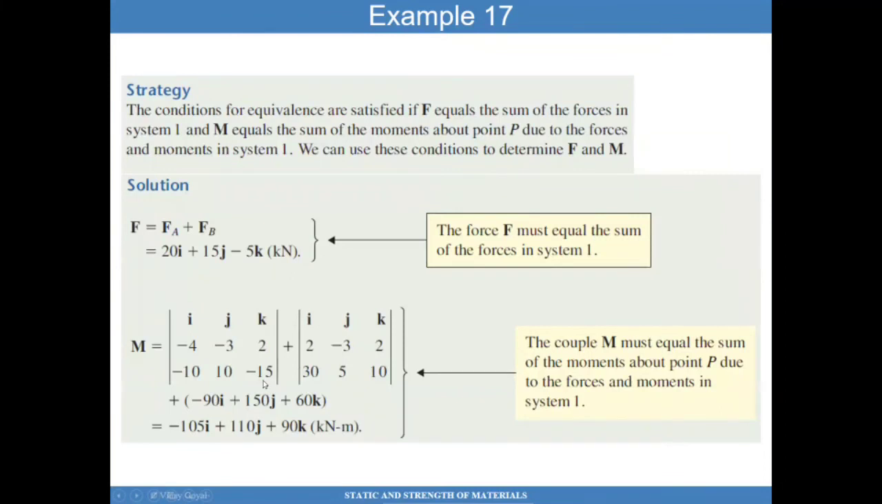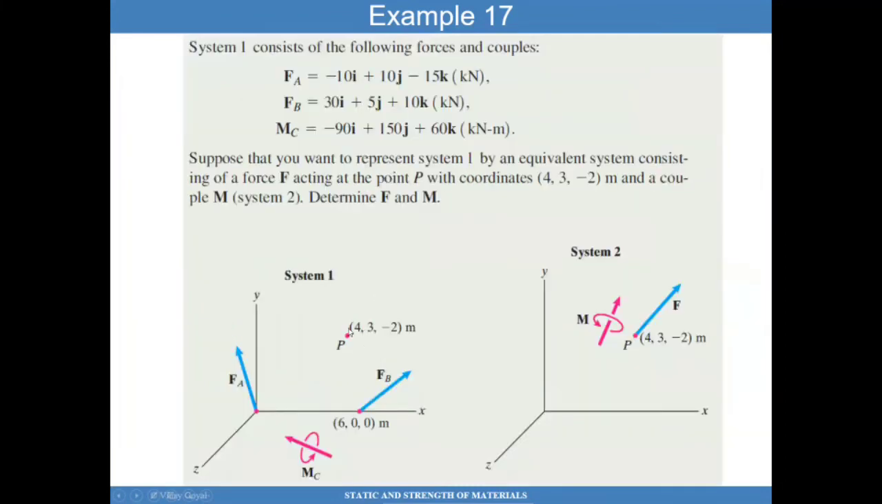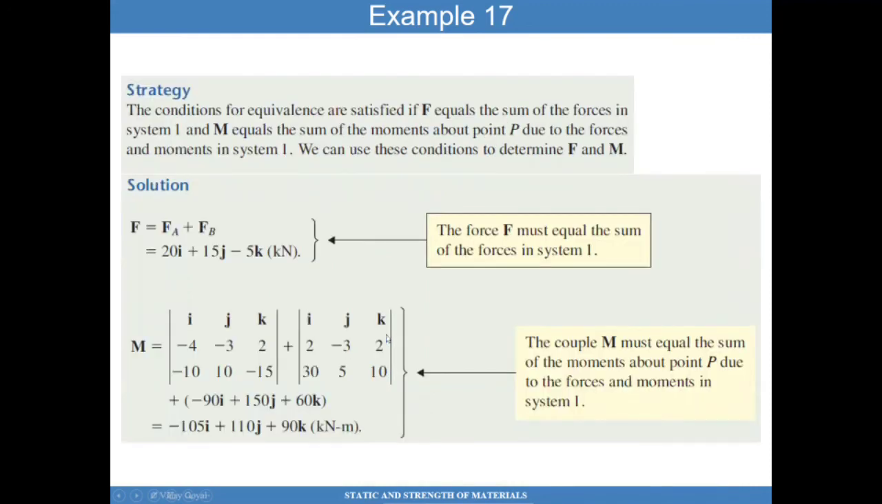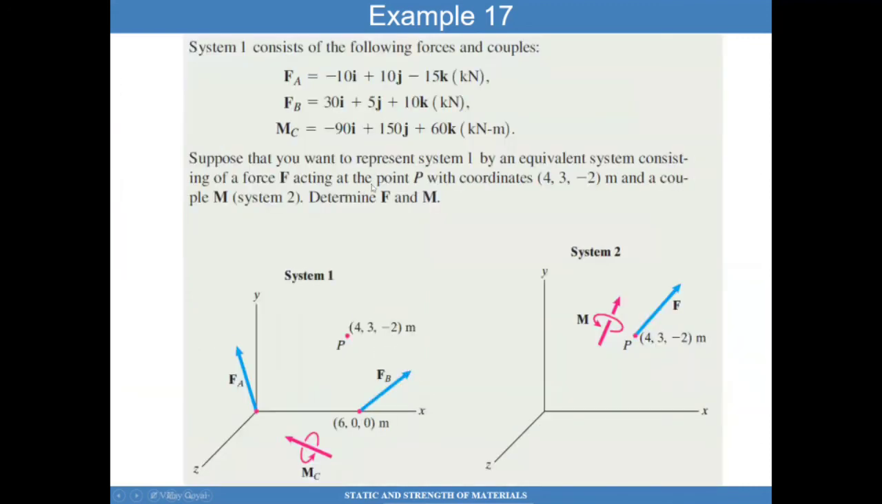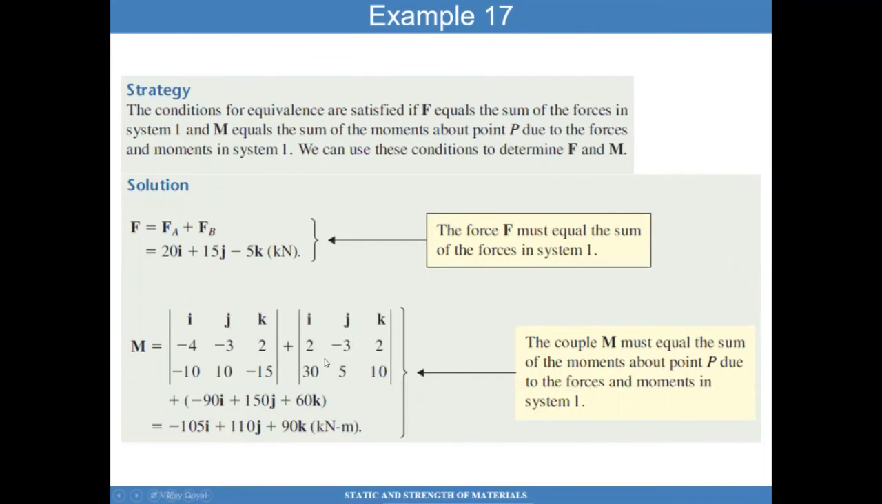And I know FA is given to me, so I can quickly line them up here in this determinant. And then from point P to this point here, we know the coordinates of that. So that's as simple as 6 minus 4 is 2, 0 minus 3 is minus 3, 0 minus minus 2 is 2, and that's what's lined up here. I know the components of FB are given to me: 30 I hat plus 5 J hat plus 10 K hat. So I can line them up here. In addition to that, I have a moment provided to me, which is this one right here. So all three have to be added, and when I add them, I get this moment about P. And so this is how you actually find an equivalent moment at point P.